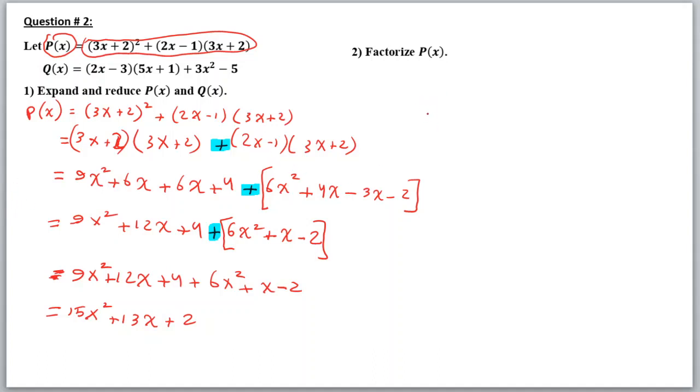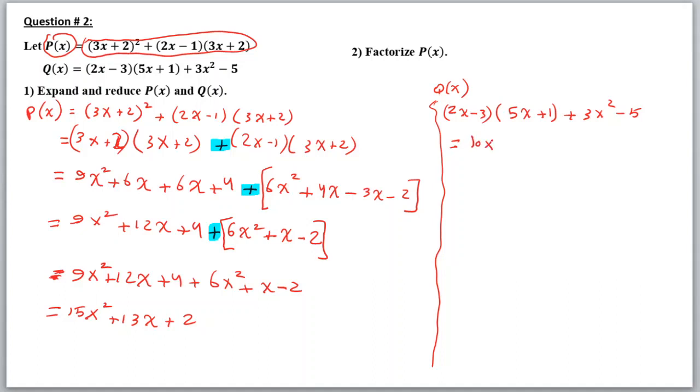Now Q of x. Okay, I write Q of x here beside it. So Q of x, it's equal 2x minus 3 times 5x plus 1 plus 3x squared minus 5. So it is equal, this is Q of x. Okay, so this will be equal 2x times 5x, 10x squared.